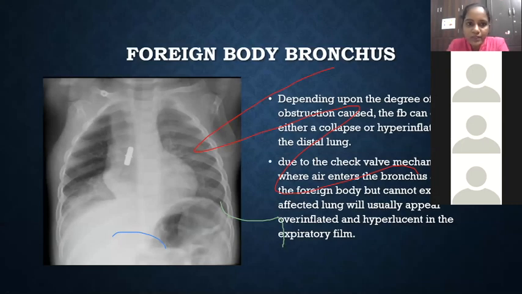So this is another interesting picture. There is a foreign body in the right main bronchus. See, this picture is very important because there is a collapse in the lower lobe, and there is hyperinflation in the upper lobe. There is hyperinflation in the upper lobe because of the ball valve or check valve mechanism, which causes an obstruction to expiration. Because of the obstruction to expiration, the upper lobe gets hyperexpanded, but because of the complete obstruction of the lower lobe, there is collapse in the lower lobe.